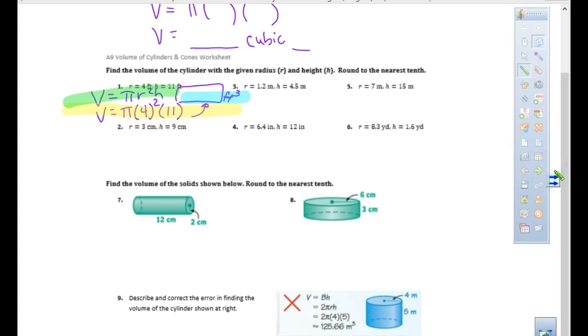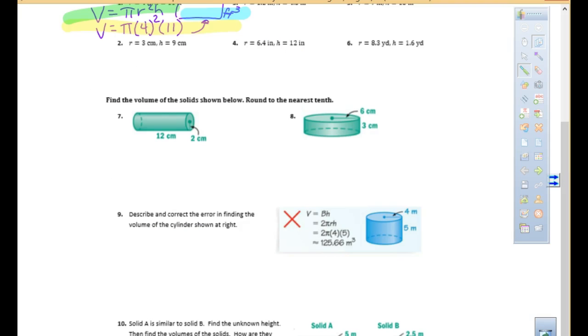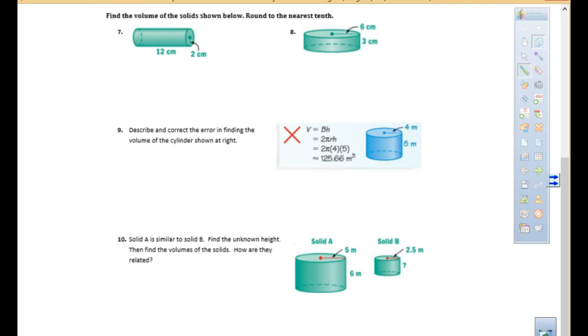Number 9, you're asked to describe the error. When you describe the error, you look at the first step. Yep, they did it right. Right formula. Second step. What's our formula, everybody? Pi, volume equals pi times what? Radius squared height. That's not what they had, right? So you're going to describe the error in words.